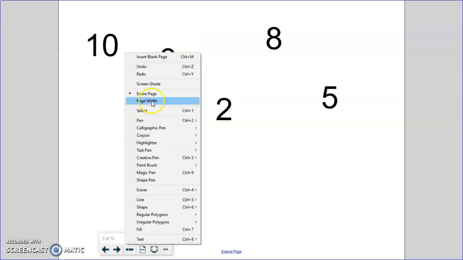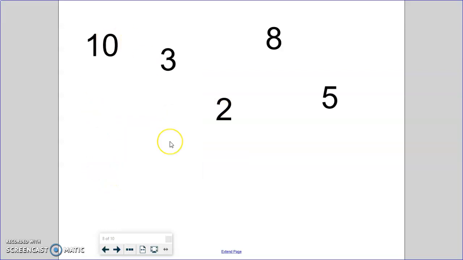All right. Let's go back to this. Okay. Now we have lots of numbers up here. We have 10, 3, 8, 2, and 5. I want to put those in number order. I want the smallest number on this side. And I want to put the biggest number all the way over here.